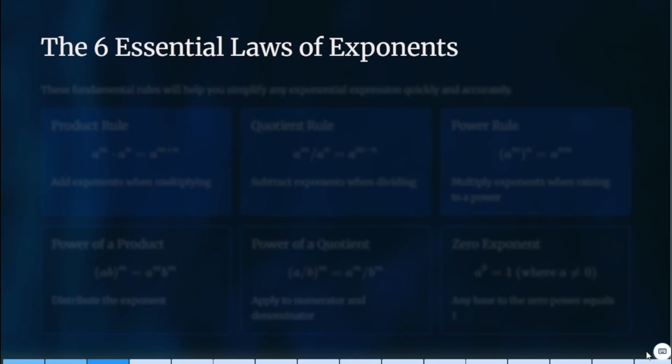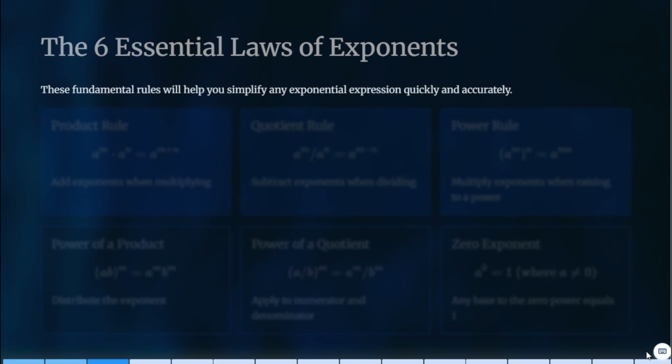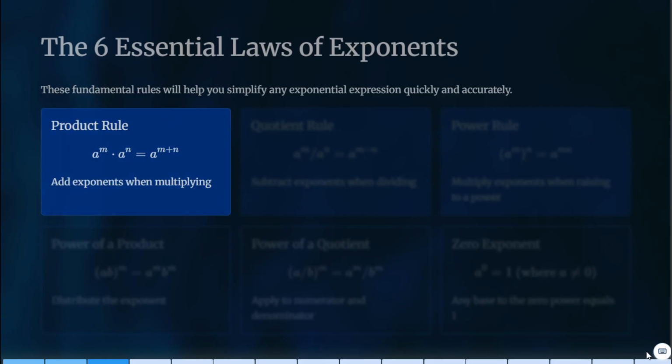Here are the 6 essential laws of exponents. These fundamental rules help you simplify any exponential expression quickly and accurately. First, the product rule. If we have a to the power m times a to the power n, this can be written as a to the power m plus n. So in other words, you can add exponents while multiplying the same base.